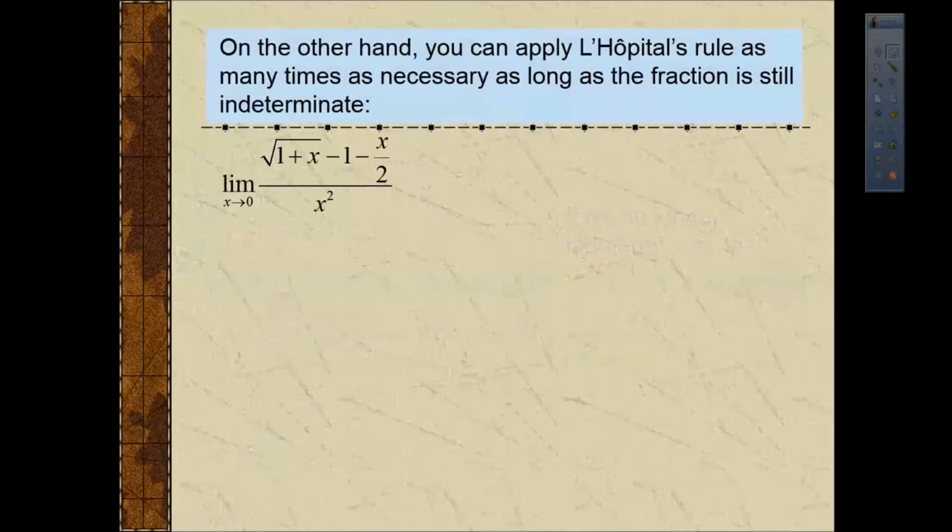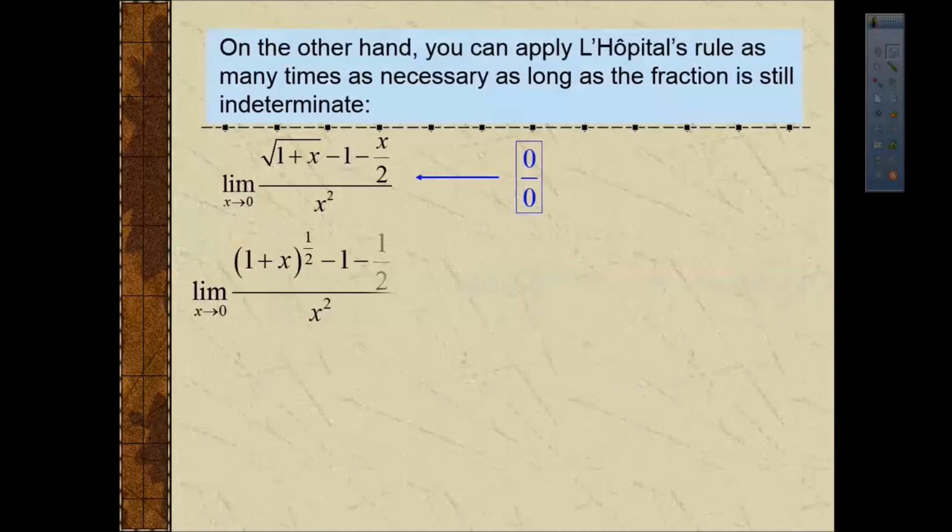All right, there are times, however, when we will want to apply L'Hopital's rule more than once. Here's an example. Limit as x approaches 0 of square root of 1 plus x minus 1 minus x over 2, all over x squared. Trying to plug in 0, we get for the numerator a value of 0, for the denominator a value of 0. That is indeterminate. So let's try to take the derivative.